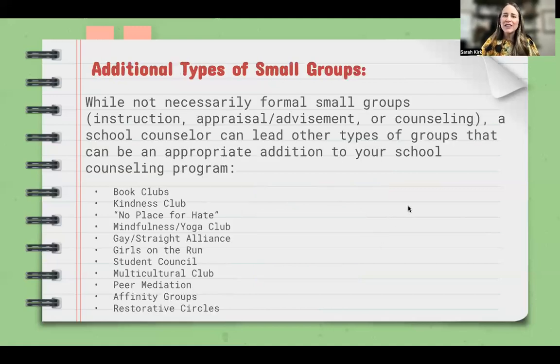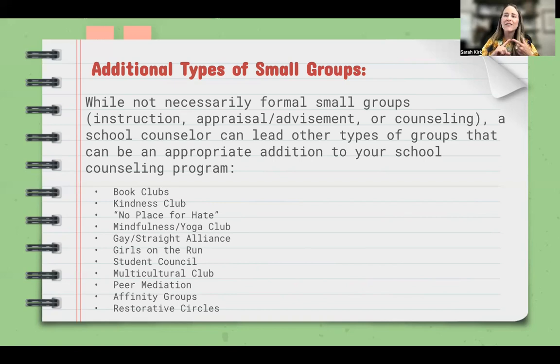Now, I want to mention these additional types of small groups real quick because I get this question quite a bit about things that might be small groups of students, but they're not a typical small group. So things that are a little more informal, like maybe you're hosting a book club or a kindness club or a yoga club. I always loved adding those different components to my comprehensive school counseling program. They were neat ways to help target different students who needed different things. But I wouldn't have really considered them small groups like we're talking about today because they functioned quite differently.